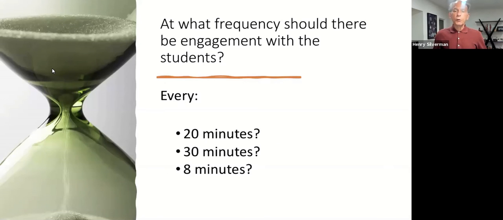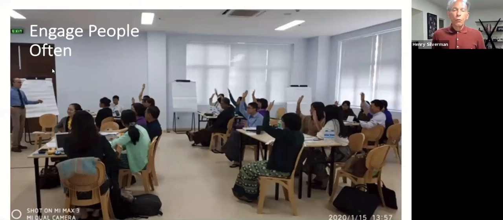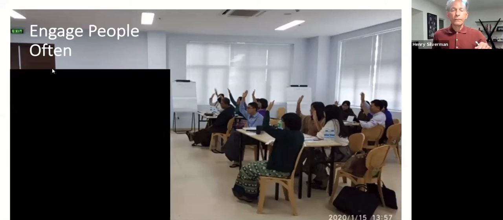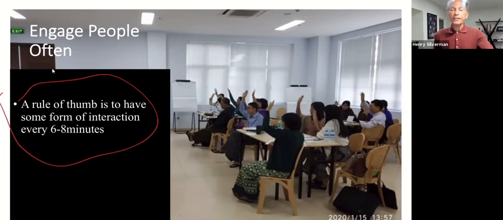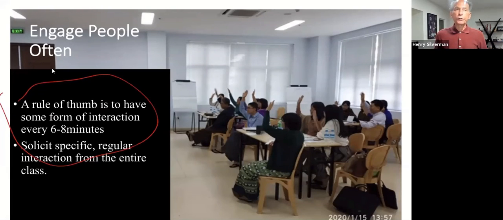Let me ask you a question. At what frequency should there be engagement with the students in the virtual learning platform? Should it be every 20 minutes, every 30 minutes, or every 8 minutes? Well, in order to engage people often, a rule of thumb is to have some form of interaction every 6 to 8 minutes in order to solicit specific regular interaction from the entire class.